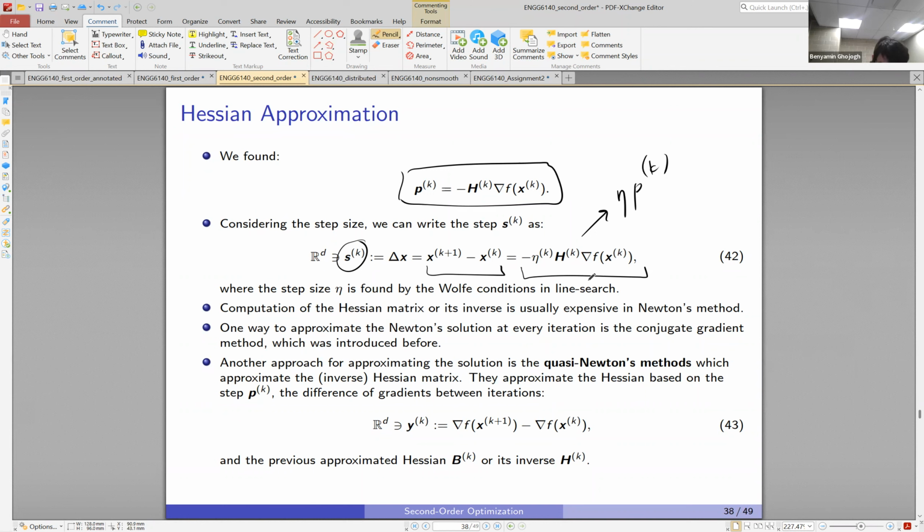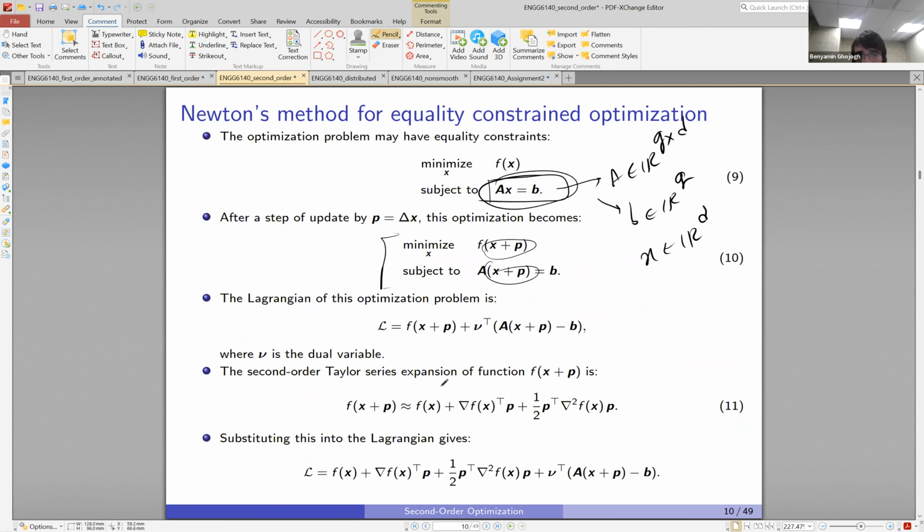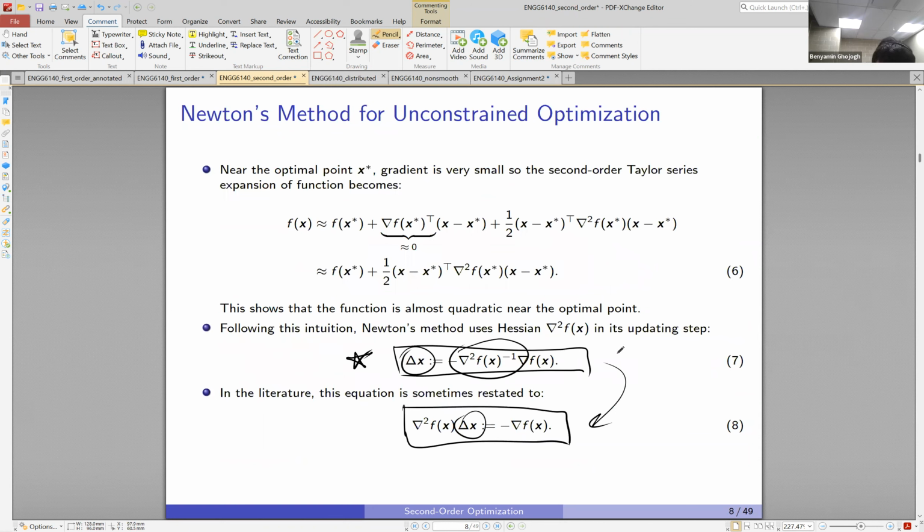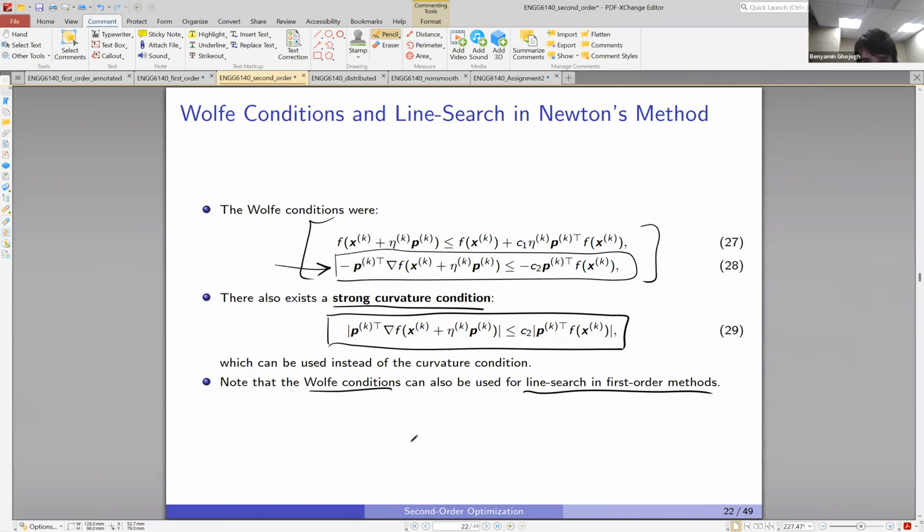Newton's method. Now computation of this Hessian matrix is usually very expensive. One way to approximate it at every iteration is the conjugate gradient method, which we already discussed in previous slides. Another approach for approximating this solution is Quasi-Newton methods, which approximate the inverse Hessian matrix or the Hessian matrix. Why? Recall here again: if you are using this equation, you need the inverse of the Hessian. If you are using this equation, you need the Hessian. So you need either an approximation of the inverse of the Hessian or of the Hessian.